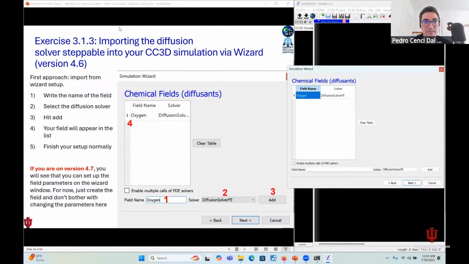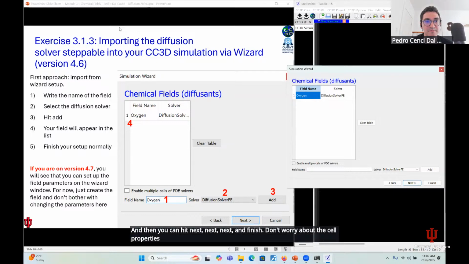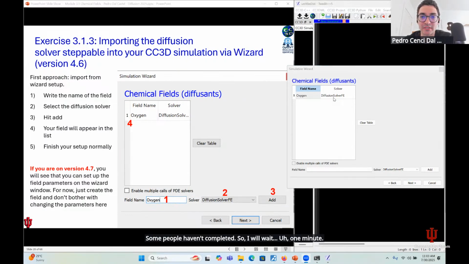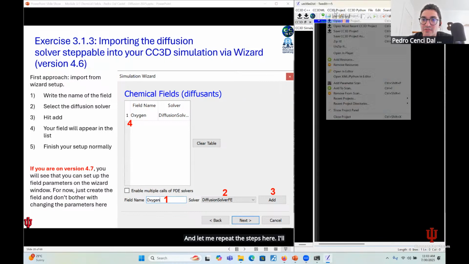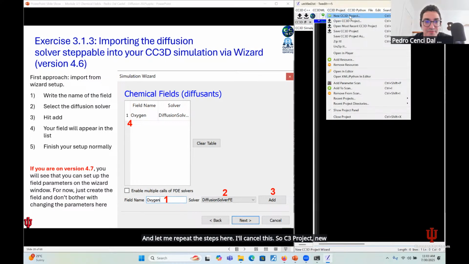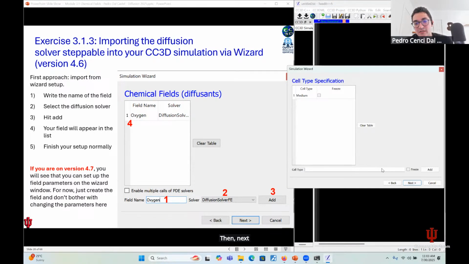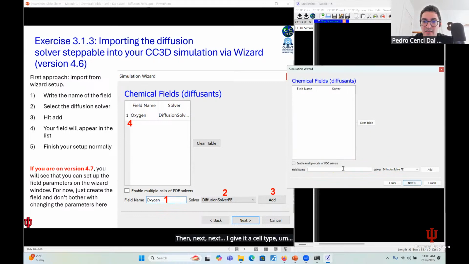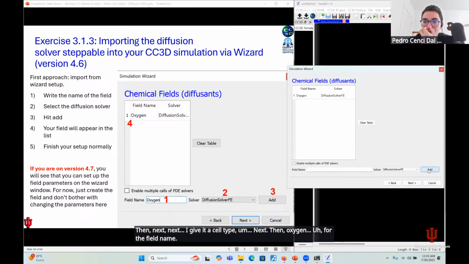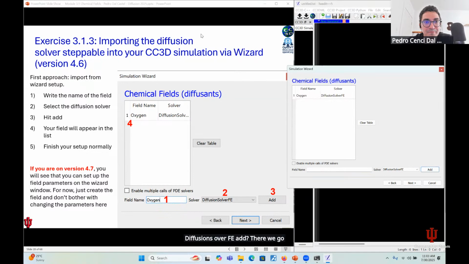Don't worry about the cell properties and behaviors. And repeat the steps here. I'll cancel this. CC3D project, new CC3D project. Then next, next. I give it a cell type. Next. Then oxygen for the field name. Diffusion solver FE, add. There we go.